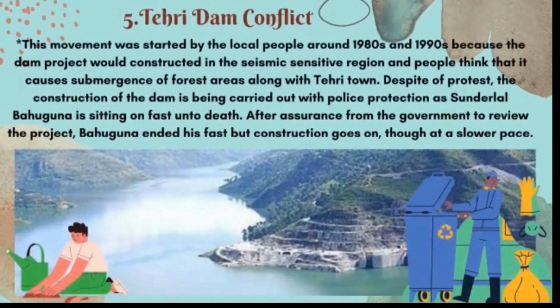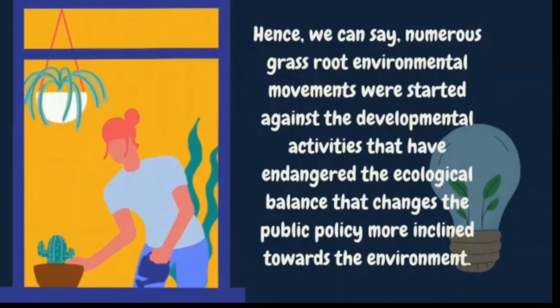Tehri Dam Conflict. This movement was started by the local people around the 1980s and 1990s because the dam project was constructed in a seismic sensitive region and people think that it causes submergence of forest areas along with Tehri town. Despite the protest, the construction of the dam is being carried out with police protection as Sundarlal Bahuguna is sitting on fast unto death. After assurance from the government to review the project, Bahuguna ended his fast, but construction goes on, though at a slower pace.